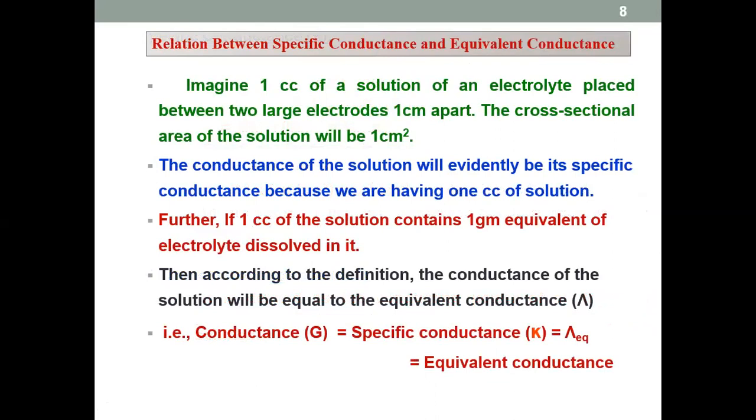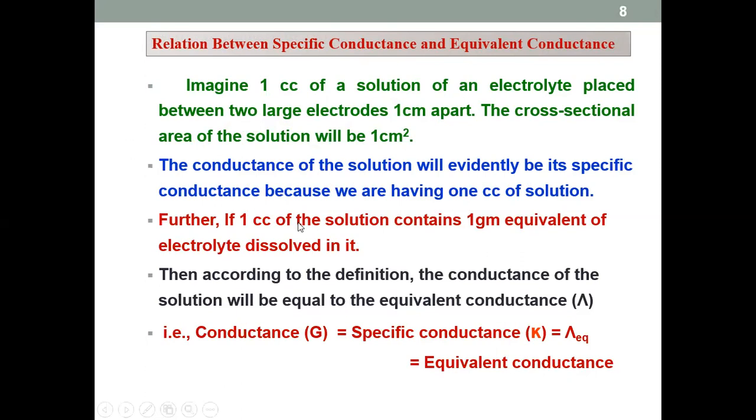So how are these related, the specific conductance and the equivalent conductance? Let me just discuss once again. Specific conductance is what? It is the conductance of 1 centimeter cube of the solution, right? So the length separation between the two platinum electrodes is 1 centimeter. Area of cross section for those platinum electrodes is 1 centimeter square. So from that solution, whatever the conductance is coming, that will be your specific conductance.